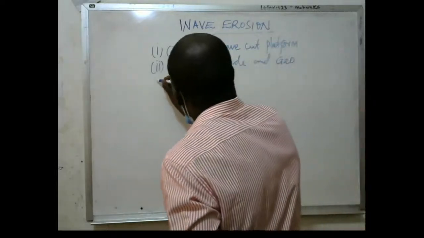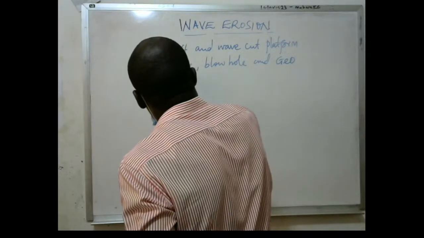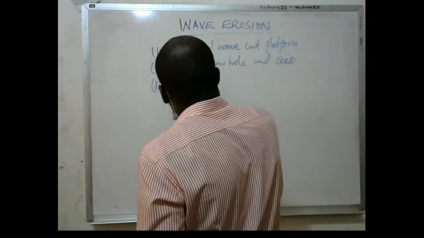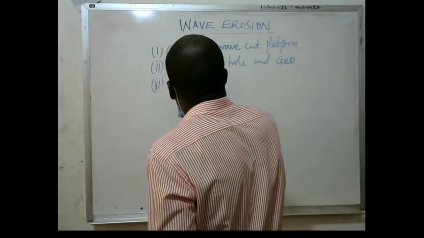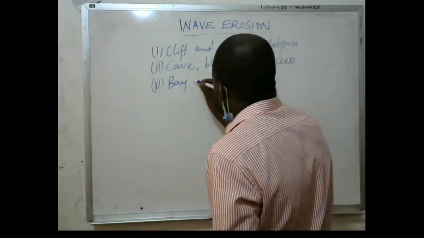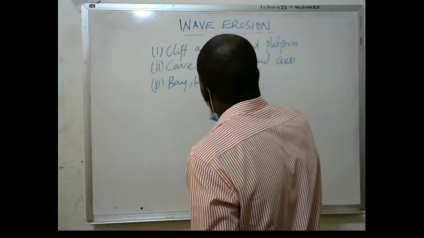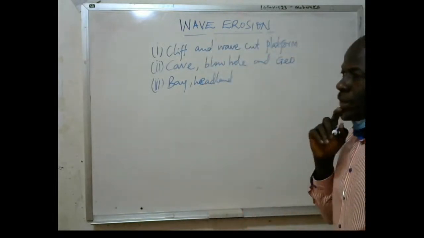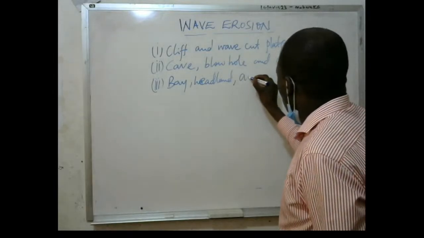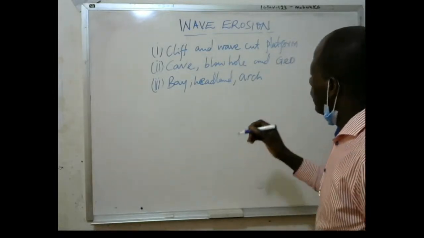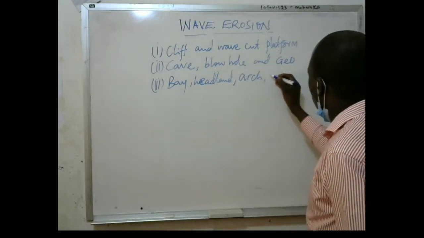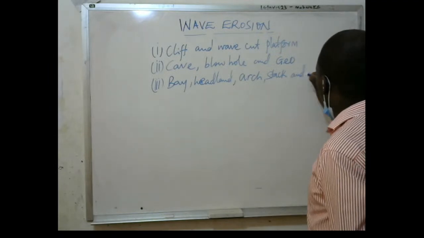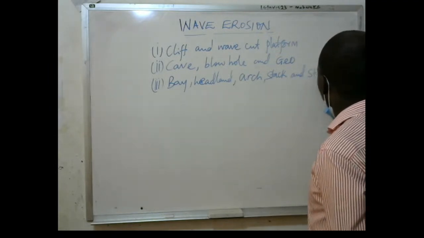Then, the third family, this one is quite a large one. This family has what we shall call the bed. To have what we shall call the headland. We shall have what we shall call the arch. To have what we call the stack, and then another member called the stump.